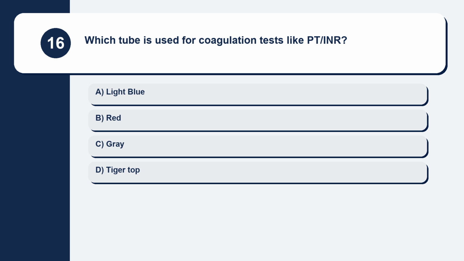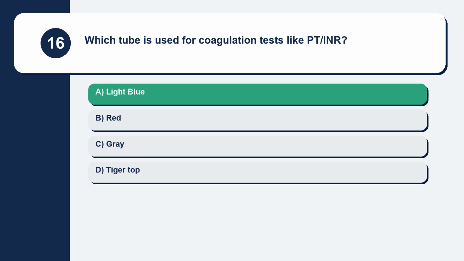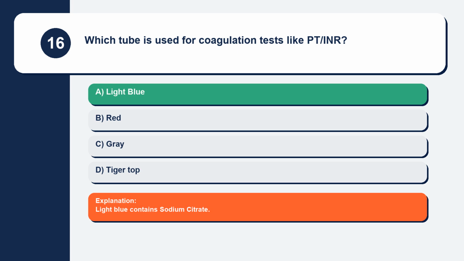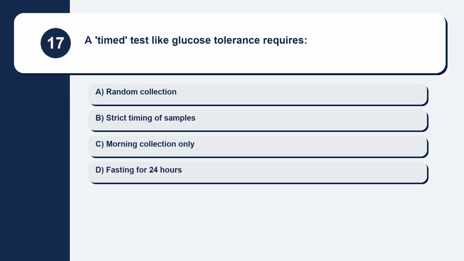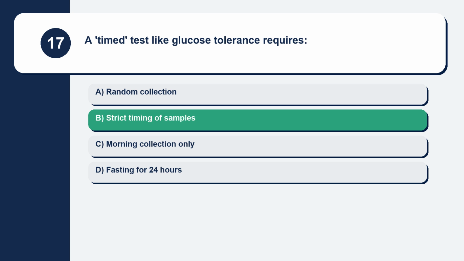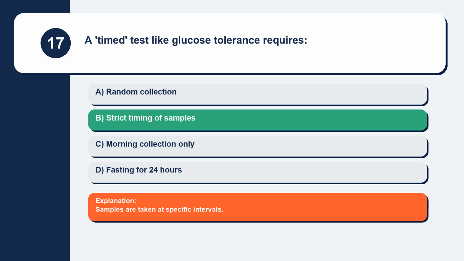Question 16. Which tube is used for coagulation tests like PT/INR? Light blue, red, gray, tiger top. Light blue contains sodium citrate. Question 17. A timed test like glucose tolerance requires random collection, strict timing of samples, morning collection only, fasting for 24 hours. Samples are taken at specific intervals.